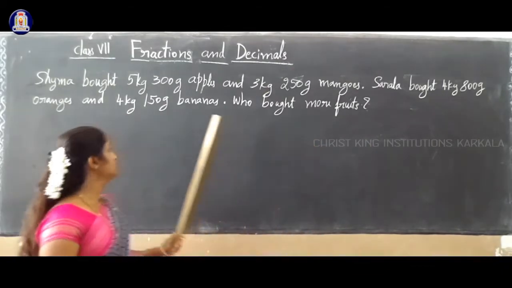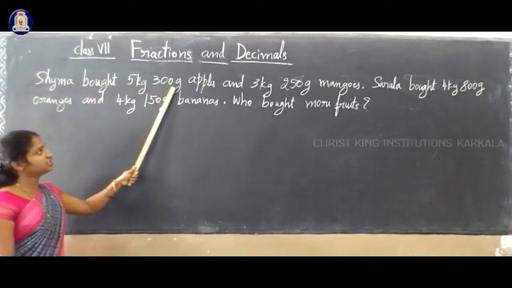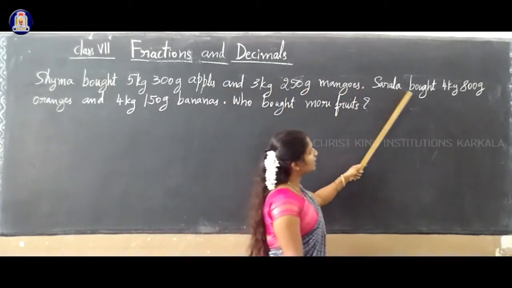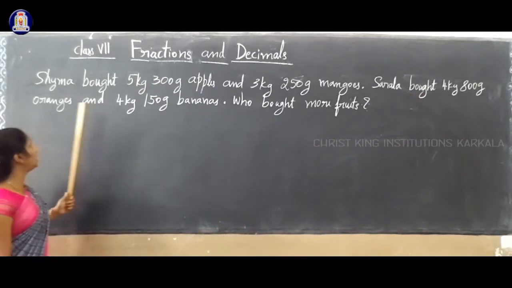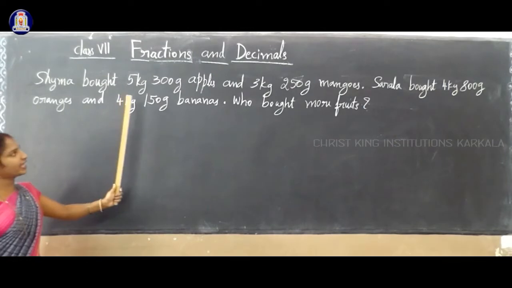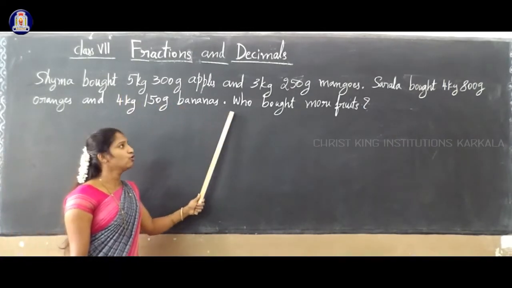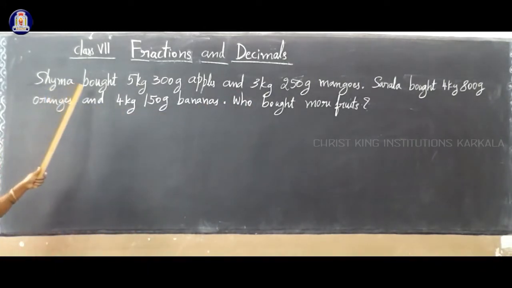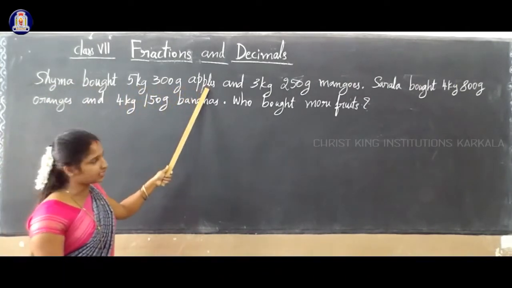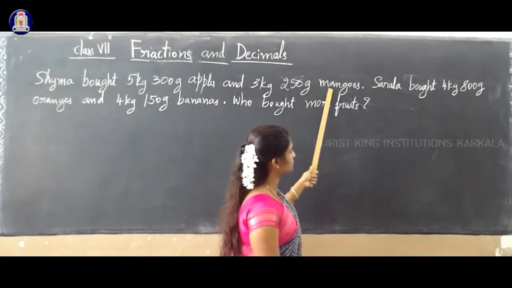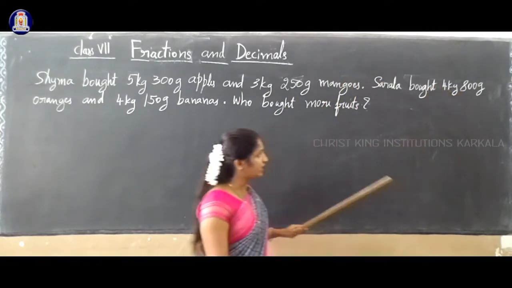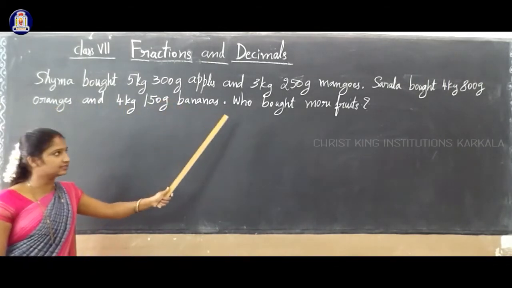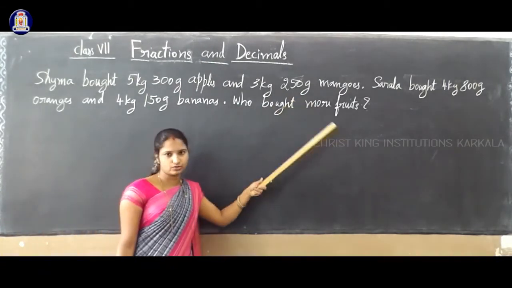Okay, next question. Here, Shaima bought 5 kg 300 gram apples and 3 kg 250 gram mangoes, and Sarala bought 4 kg 800 gram oranges and 4 kg 150 gram bananas. So the question is, who bought more fruits? So you have to compare.